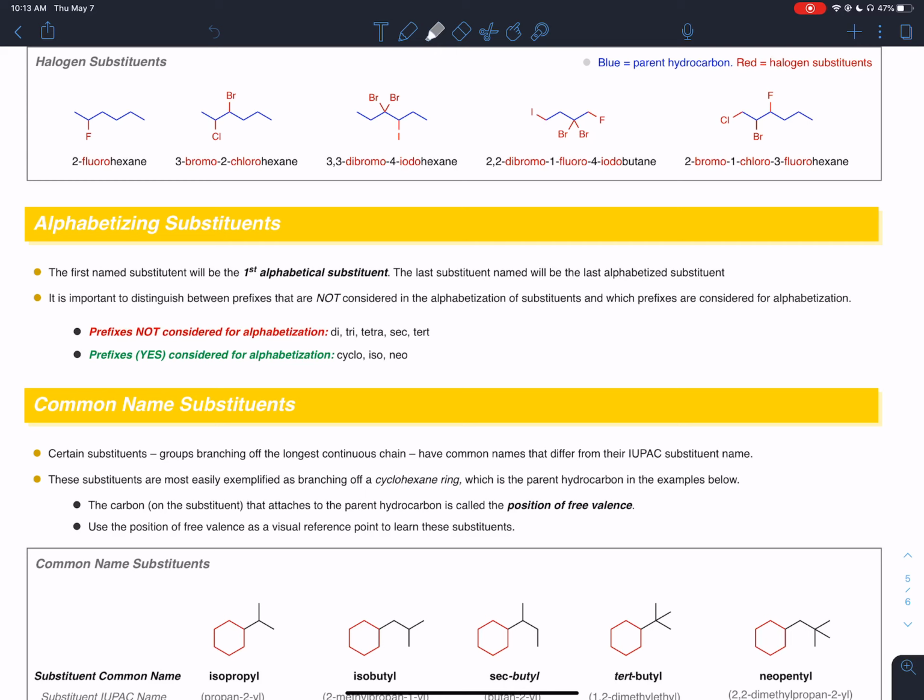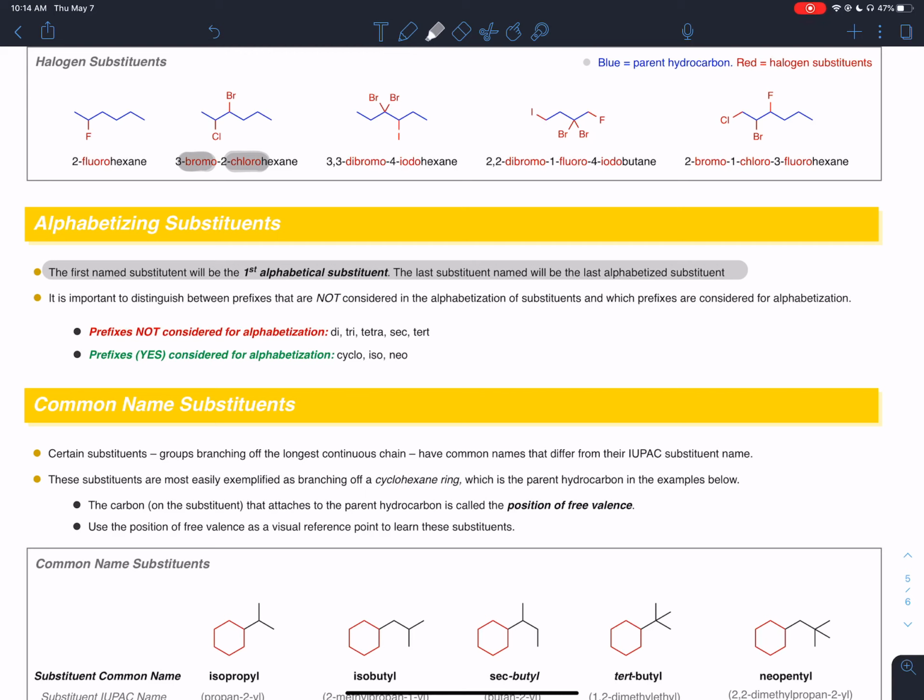So remember, in a name, substituents need to be named in alphabetical order. If you look at the top of your screen, we have bromo named before chloro because B is alphabetized before C. So the first named substituent is the first alphabetical substituent, and this means that the last named substituent would be the last alphabetized substituent.